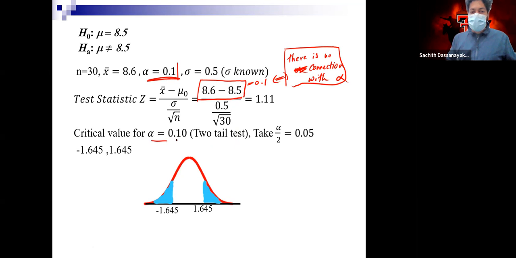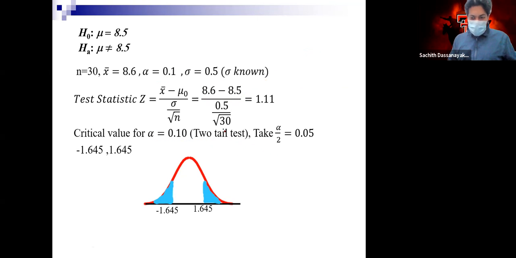Since it is two-tail, you have to take it like this. Let's check these values. Negative 1.645, so you have 1.645. What is your C value? 1.11, it is somewhere here, right? So you can see that your value is not inside the rejection region, so you do not reject H0. Clear?